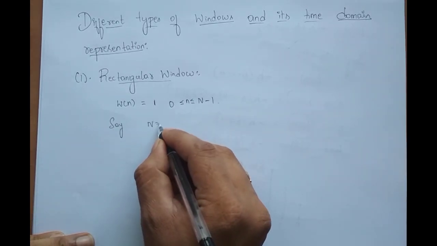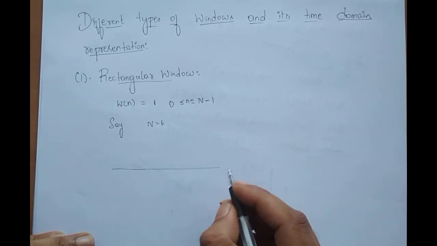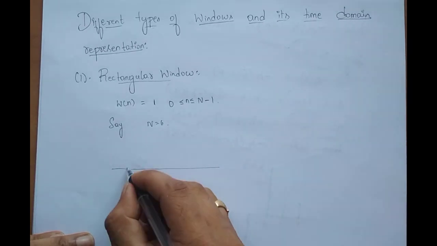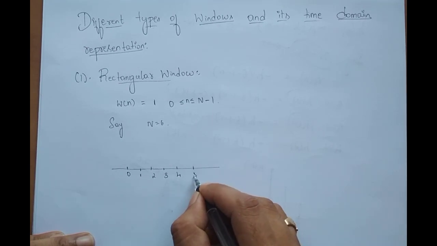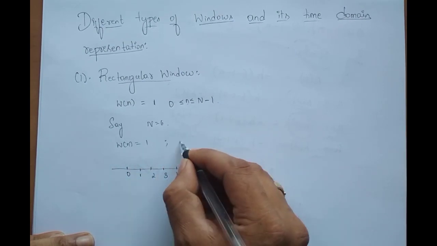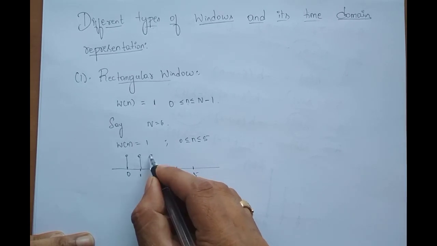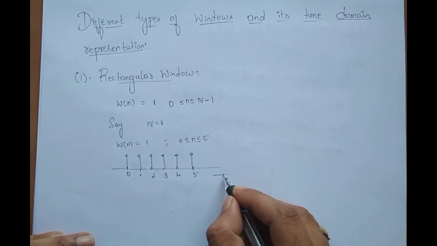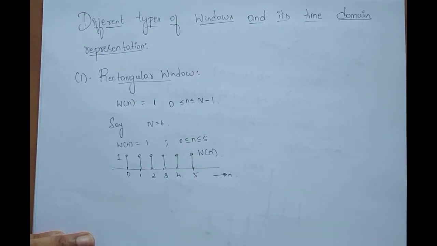Say N is equal to 6. If it is a 6th order filter, if I put N equal to 6, so our W of n is, n equal to 0, 1, 2, 3, 4, 5, and what do we have? W of n is equal to 1 for n varying from where to where? 0 to 5, right? So from 0 to 5, its sample values are 1. Okay, so this is the time domain representation of the rectangular window.